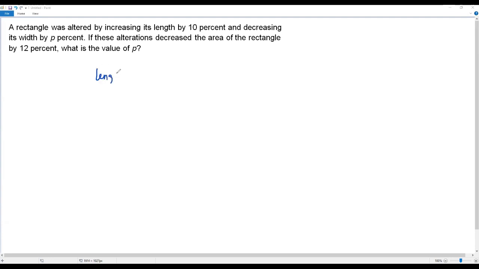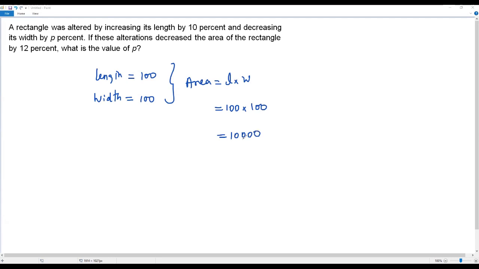So I assume the original length of the rectangle as 100 and the original width of the rectangle is also the same value, 100. Then what is the area of the rectangle? The formula is length times width, that is length is 100 and width is 100. When I multiply them, I'm getting 10,000 square units. So the original area of the rectangle is 10,000 square units. Okay, now I'm going to apply the changes.